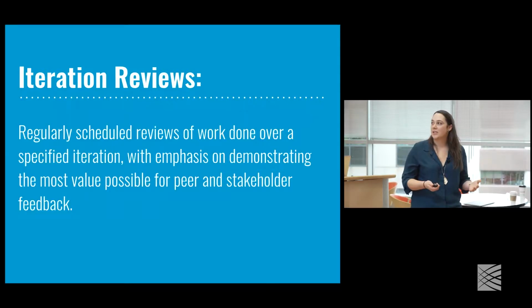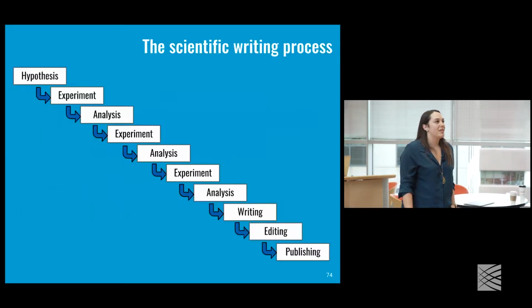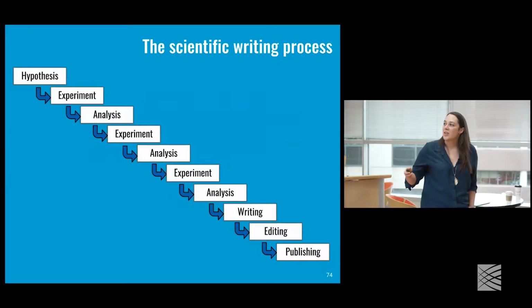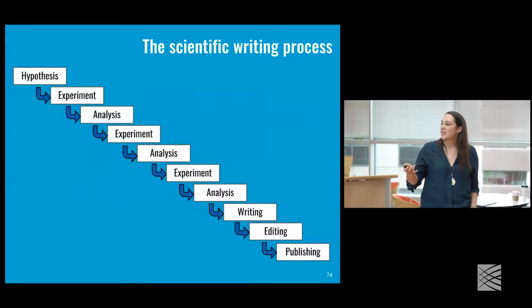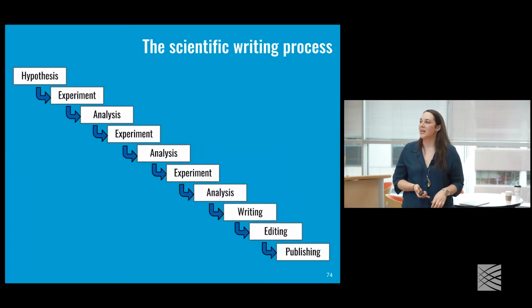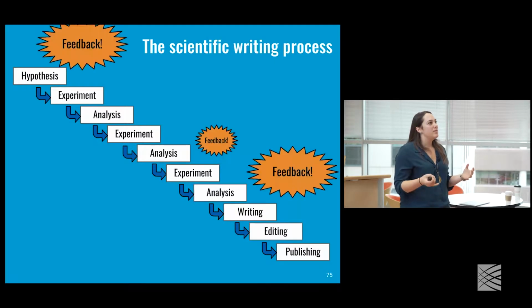Cool. So what does this mean? So say we look at the scientific writing process, and you've got on the left side here the process of establishing your hypothesis all the way down through writing, editing, and publishing. I'm sure I've missed some stuff, but I tried to do a high level here. And there are varying levels of feedback throughout this process, depending on which group you're in.